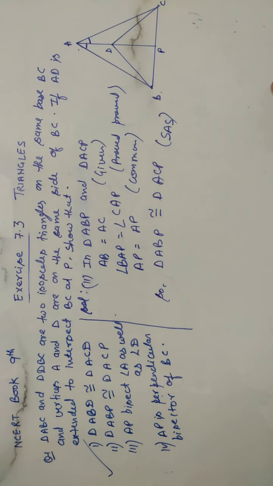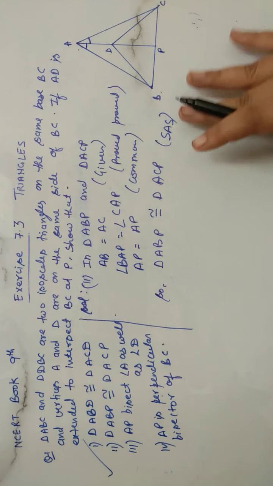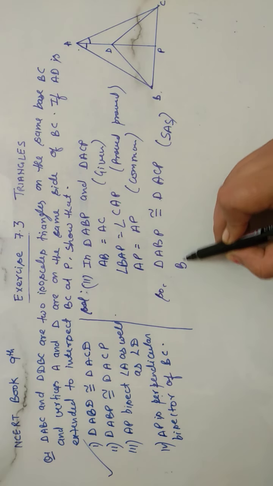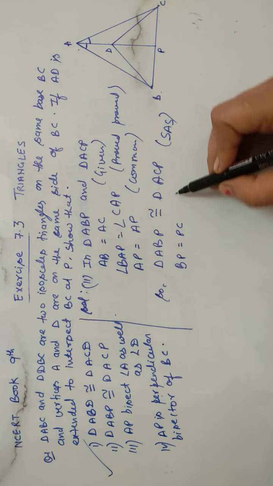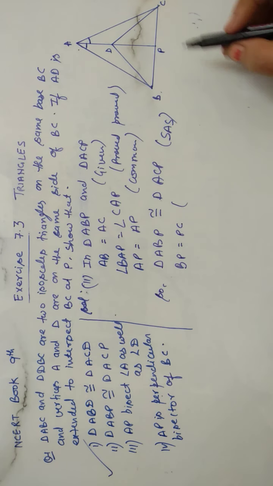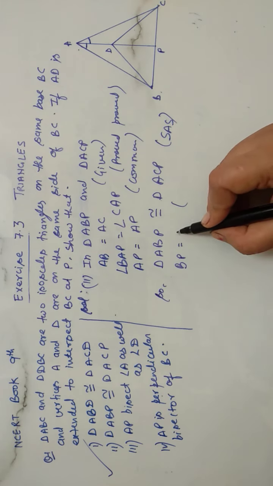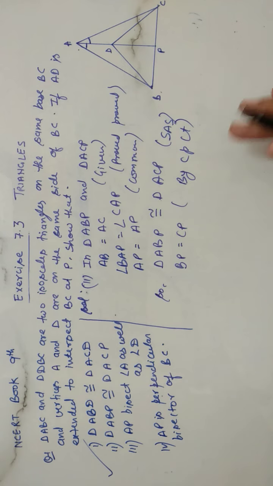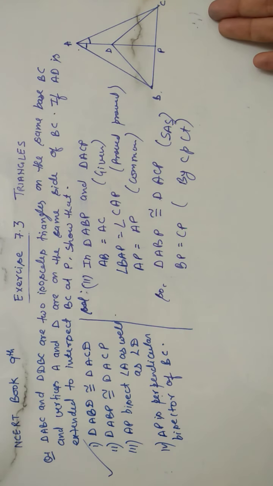Now once these two are congruent, for the remaining parts we can say that BP equals PC, or you can write BP equals CP, by CPCT. This we will utilize further. AP is a perpendicular bisector. Bisector we have proved; we have to prove only perpendicular. So the second point we have also proved.